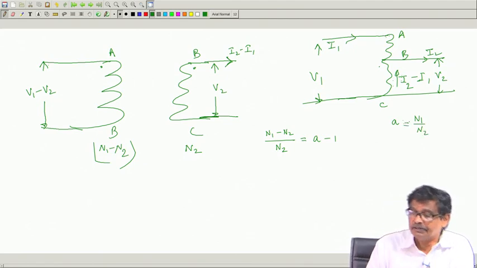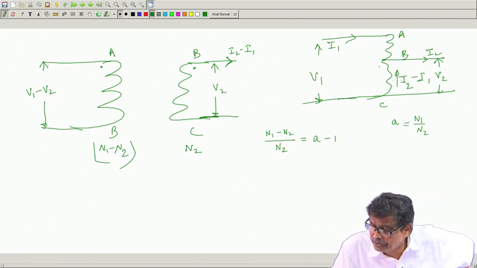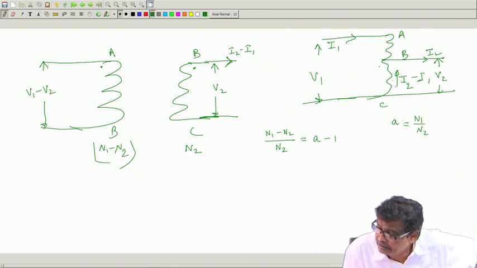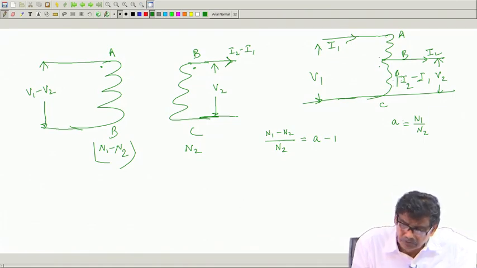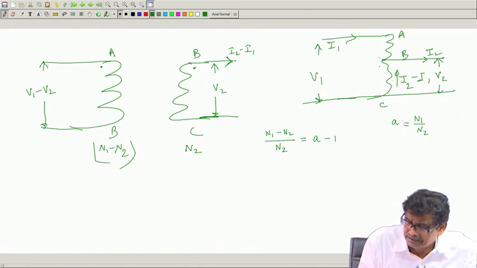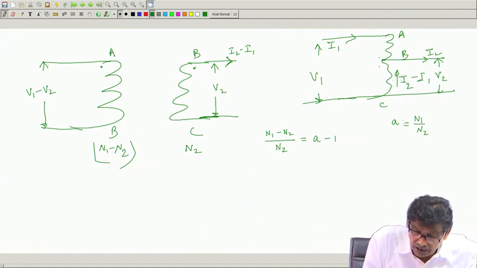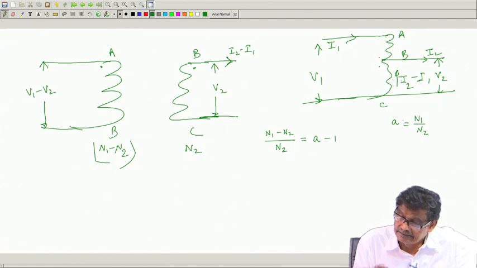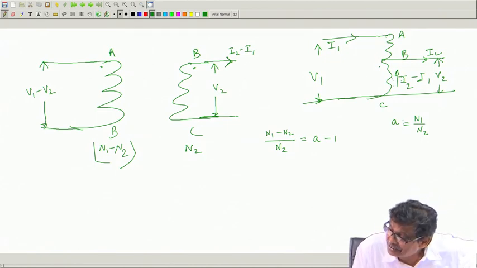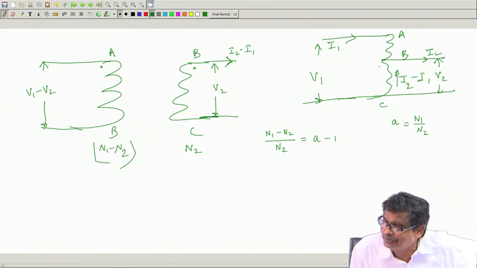Now, please be with me. What I have done? These two are separate windings. This fellow is carrying a current I2 minus I1. This portion is carrying a current I1. So, it is just like a two winding transformer having applied voltage to this coil AB as V1 minus V2 and this as V2, but delivering a current of I2 minus I1, not I2.